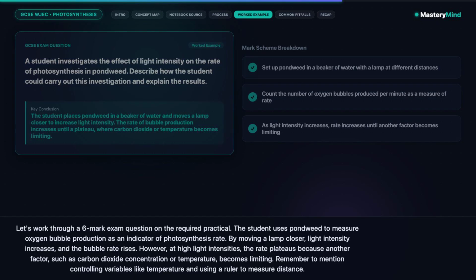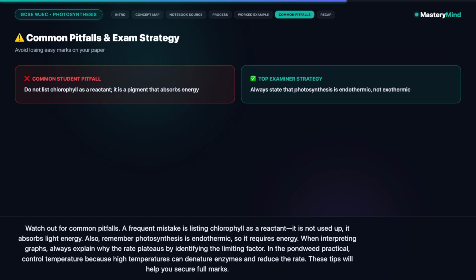Watch out for common pitfalls. A frequent mistake is listing chlorophyll as a reactant. It is not used up, it absorbs light energy. Also, remember photosynthesis is endothermic, so it requires energy.